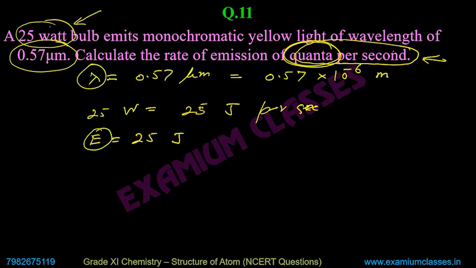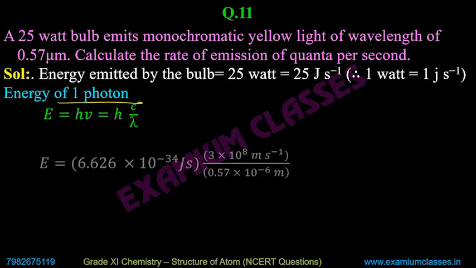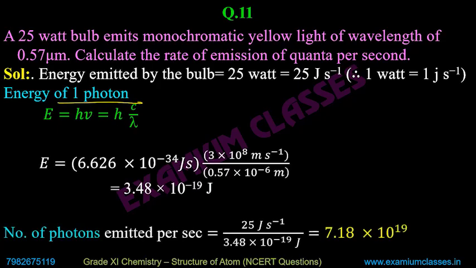Calculate the rate of emission of quanta per second means we need to get number of h nu per second. That's what we need. How do we solve it? We calculate it for one photon, it is this much. Number of photons will be total energy divided by energy of one photon. You will get the answer.